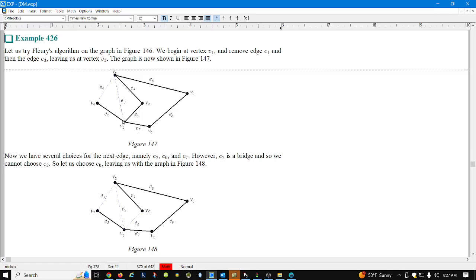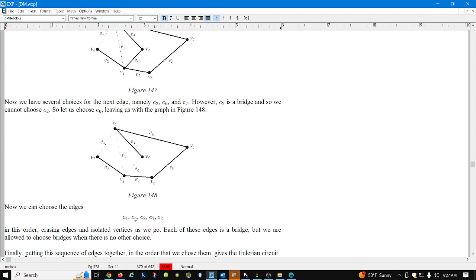But E2 is a bridge. If we remove E2, we will isolate vertex V1, thereby increasing the number of connected components from 1 to 2. In other words, the graph is connected now, but if I pull out E2, it's no longer connected. So according to the algorithm, I cannot choose E2. So I'll choose E6. So that pulls this edge out, still connected.